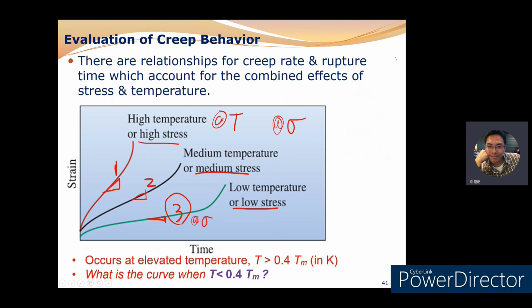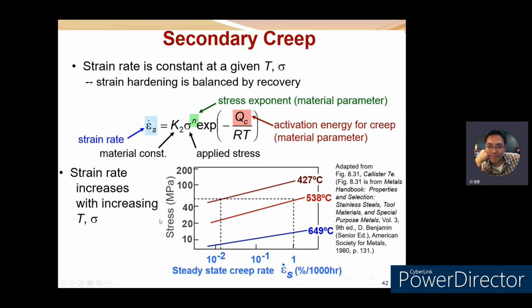Usually the elevated temperature means temperatures higher than 0.4 of the melting temperature. So what's the curve when the temperature is smaller than 0.4 of the melting point? It probably would be like this. That means the strength remains the same. Okay, so let's look at the strain rate. It is a constant at a given temperature or stress.